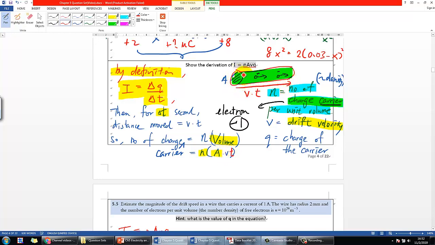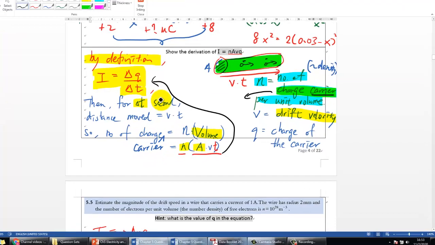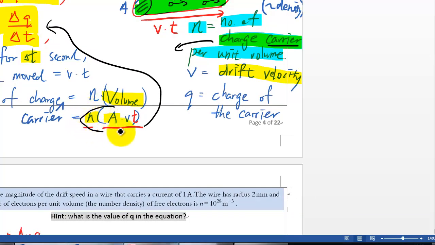vt, which is the distance of this. So basically it's the same as when you do maths to calculate the volume of a cylinder. Base area times the height. So A times v times t is a volume, and then times n, then you can get the number of charge carriers. At the end, you have to refer back to the fundamental definition back here, because what we want to know is not just the number of charge carriers, but also how much charge. So basically you then have to times it with Q.